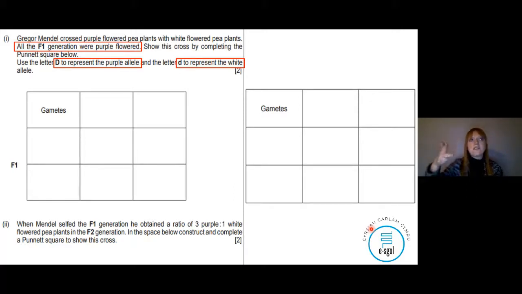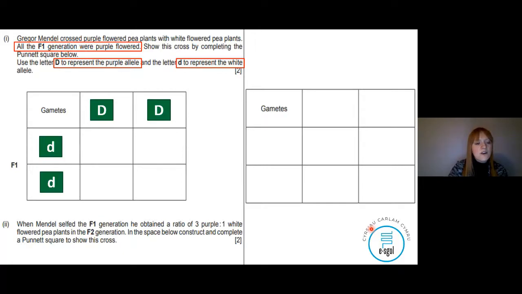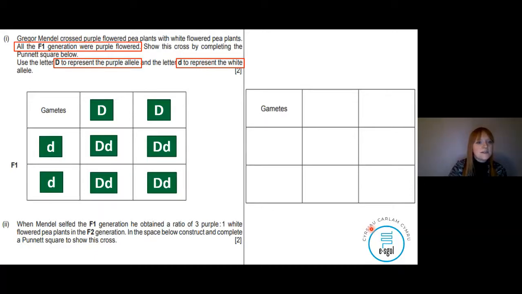Now, which of our 3 versions was it? Well, we need to make sure that we are crossing a homozygous dominant with a homozygous recessive. That means all of the offspring are going to be heterozygous, and they're all going to be purple. The next question says, when Mendel selfed the F1 generation, this one here, the offspring, he obtained a ratio of 3-to-1. Beside this, construct and complete the Punnett square.